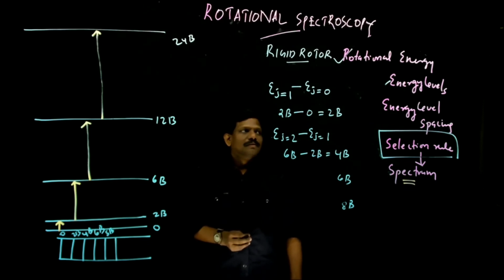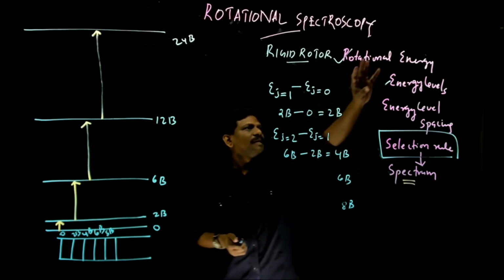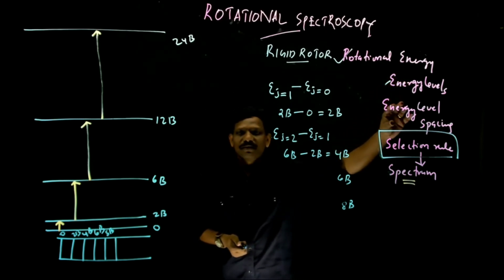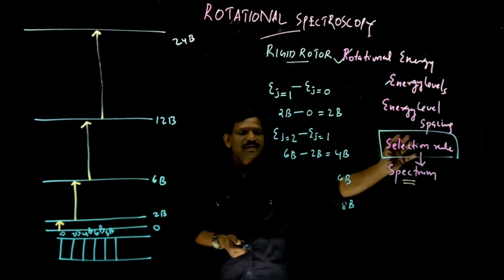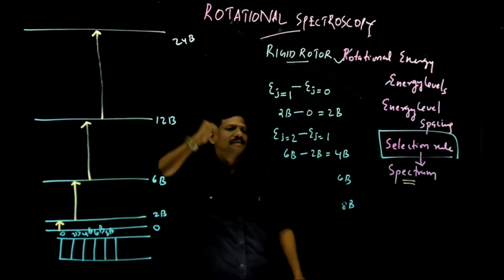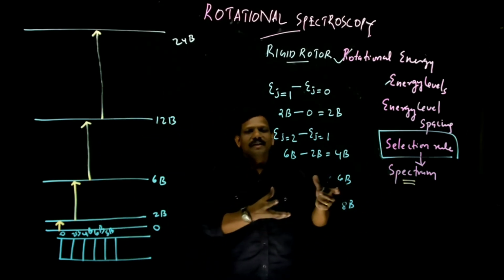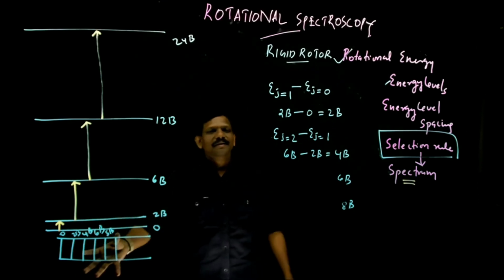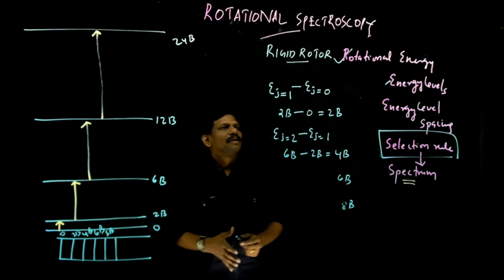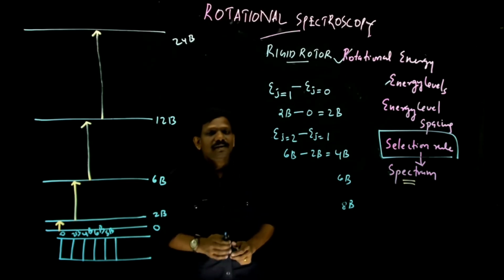We started from the rotational energy, and we found the energy levels and the energy level spacing, and we introduced the selection rule. According to the selection rule, the molecular transitions will take place, and finally we can write the spectra. That's the explanation of the rigid rotor model.